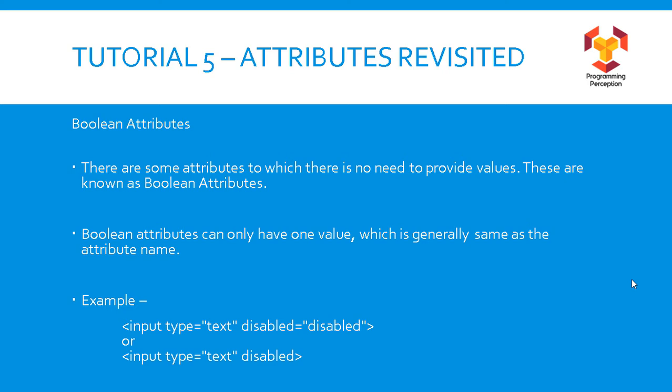Let me show you that practically. But which one of the attributes is the Boolean attribute? Clearly you can see disabled is the Boolean attribute because the value of this attribute itself is disabled. Now instead of writing the attribute name and value, in such cases for Boolean attributes you can simply write down the name itself and not provide any value, and that is completely alright. Now let me show you that practically.